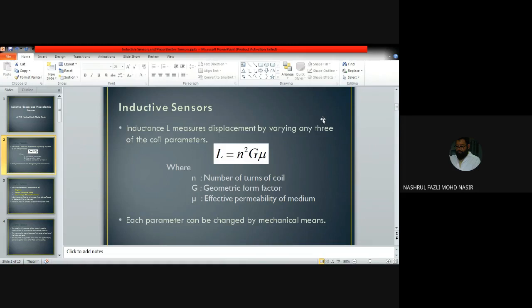The inductive sensors measure displacement by varying any three of the coil parameters. L equals n squared, G and nu, where n represents the number of turns of the coil, G is the geometric form factor, and nu is the effective permeability of the medium. Each of the parameters can be changed by mechanical means.